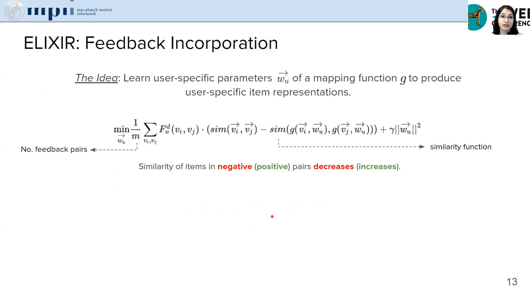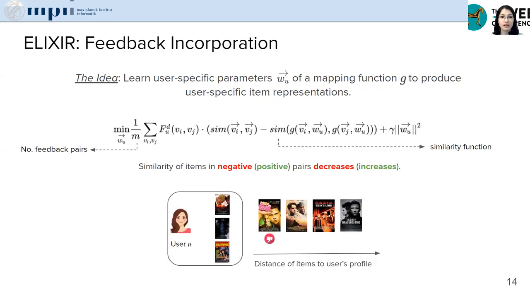All right, to incorporate the collected user feedback into the model, we use a mapping function G with parameters W to produce user-specific item representations. Here is how we learn the parameters of this mapping function. As you can see here, the effect of minimizing this objective function is twofold. When the user gives a negative feedback on a pair of items, their new representations are supposed to be pushed farther away from each other, while the positive feedback has an opposite effect. It brings the involved items closer to each other. So this way we change the relative distance of items to the user's profile, such that hopefully more interesting items will appear among the top recommendations.